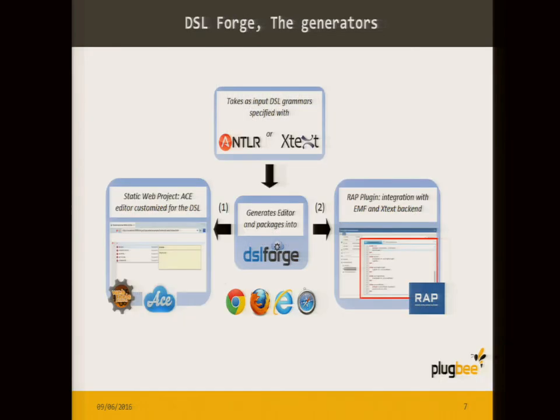So I built this tool called DSL Forge. The idea is to take as input an ANTLR specification or Xtext. From ANTLR, you have your first path that will generate an Ace editor customized for the language. Here you don't have EMF on the backend; everything is running on the client. And on the other side, from Xtext, you generate a web plugin. Because it's based on RAP, it can be integrated with other RWT components, like workspace and property views.